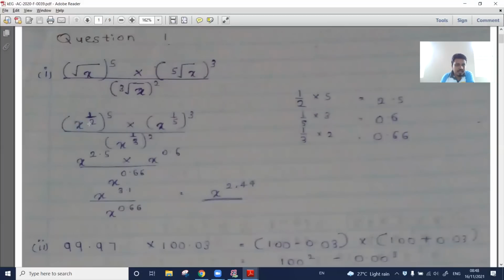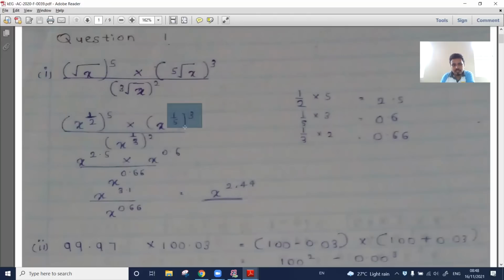Whatever the power value inside the bracket, we need to multiply by the power value outside the bracket. So 5 into half, what it should be? That is 2.5. So here it should be x to the power 2.5.